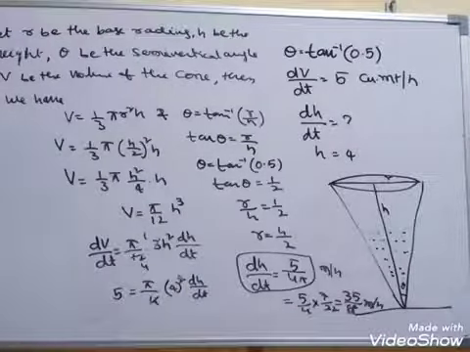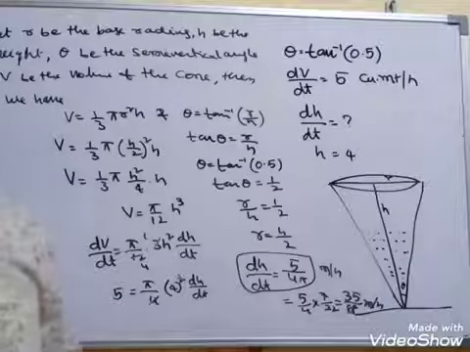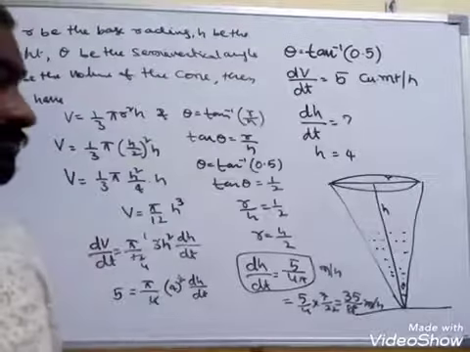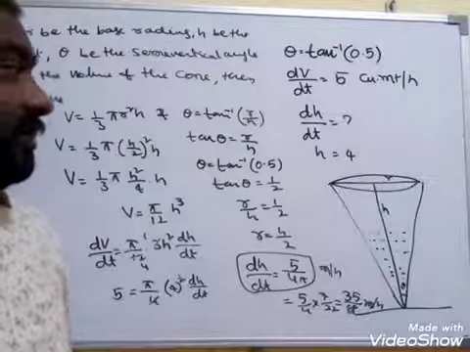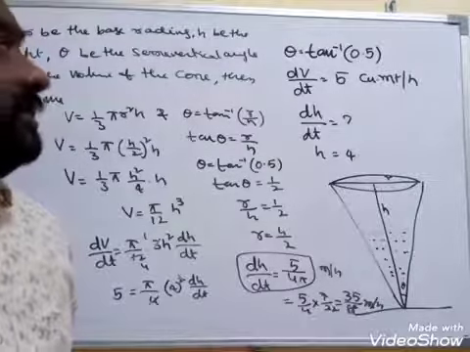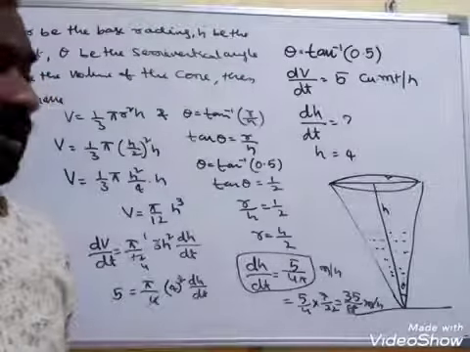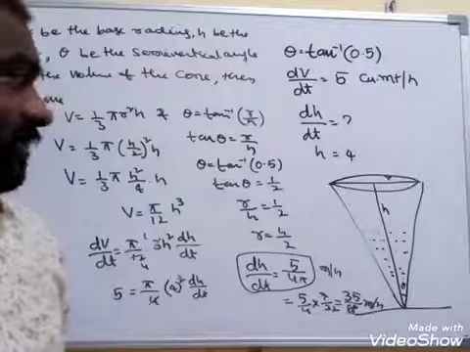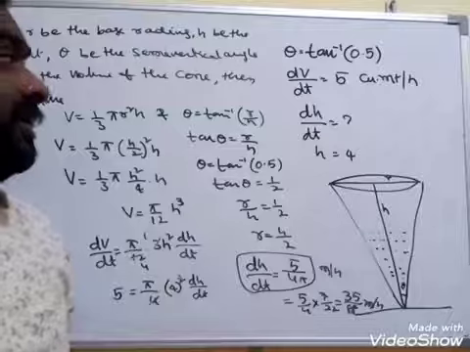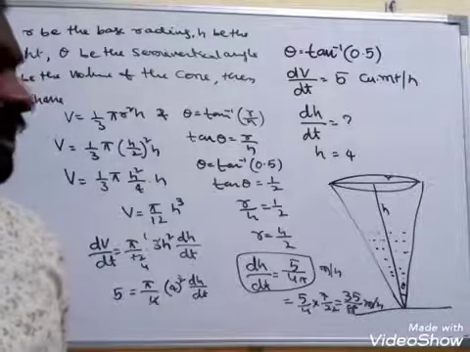Okay. Now, once again I am explaining this. Be careful, listen carefully. What is given? A water tank has the shape of an inverted cone, in which the semi-vertical angle is tan inverse of 0.5 and water is pouring at a constant rate of 5 cubic meters per hour. Then find the rate of change of its depth when its depth is 4 meters.